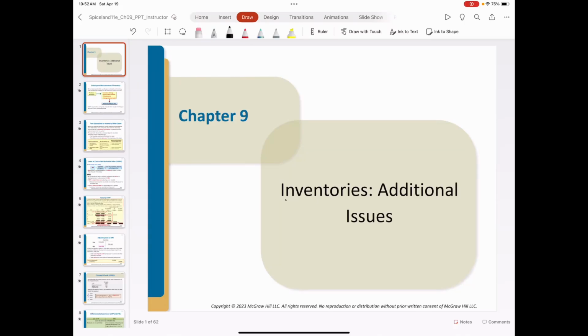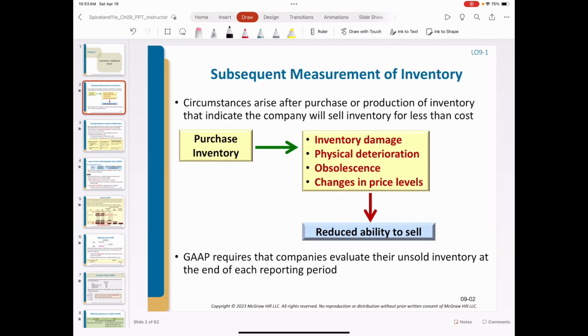In Chapter 8, we discuss the valuation of inventory for acquisition and ongoing measurements. In this chapter, we focus on the subsequent measurement of inventory. In this section, I'm going to introduce two methods. One is LCNRV, the other is LCM.